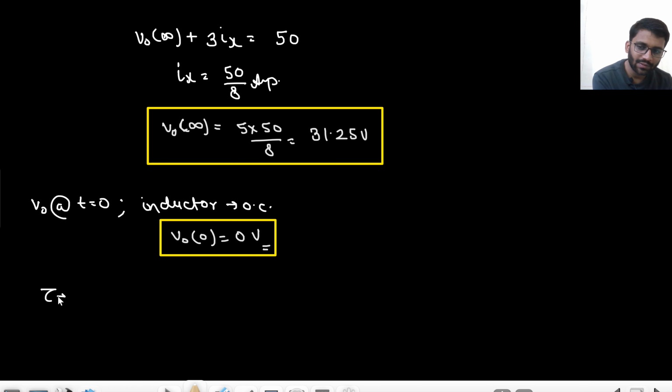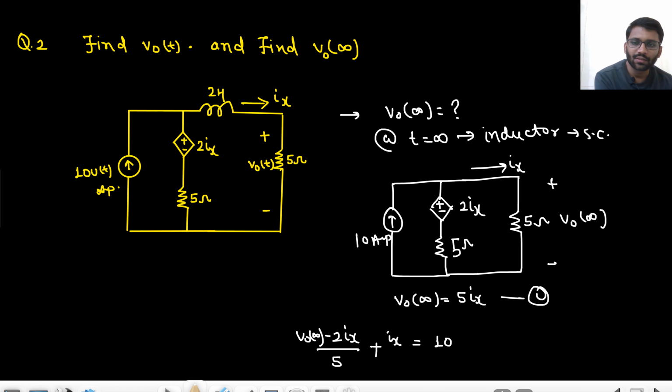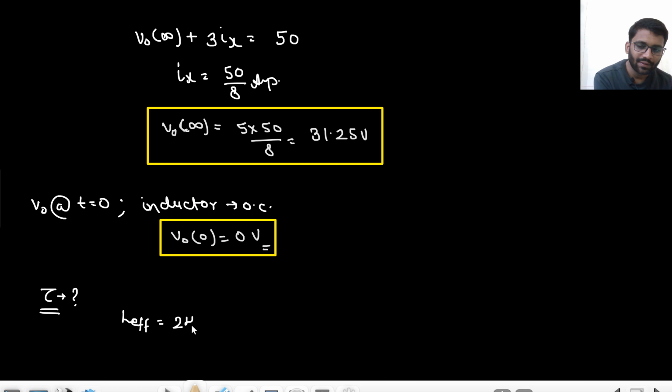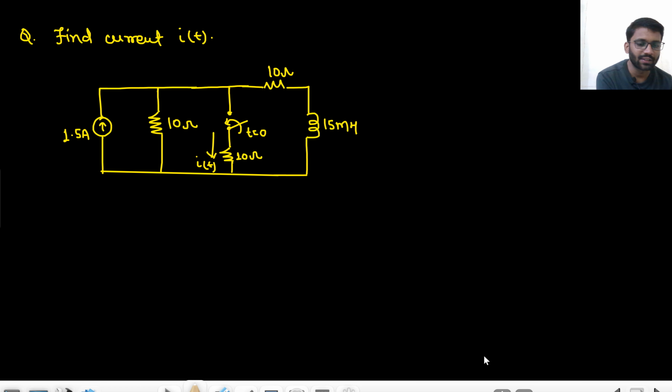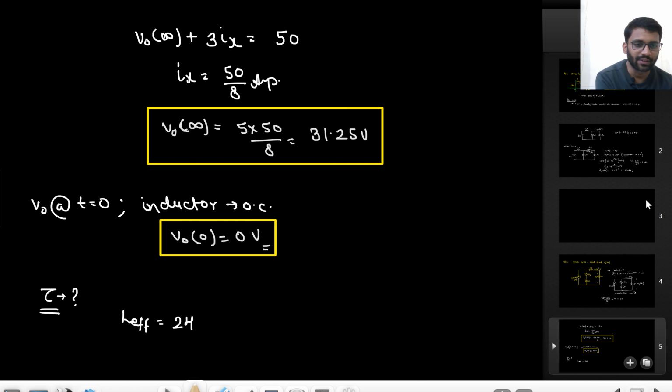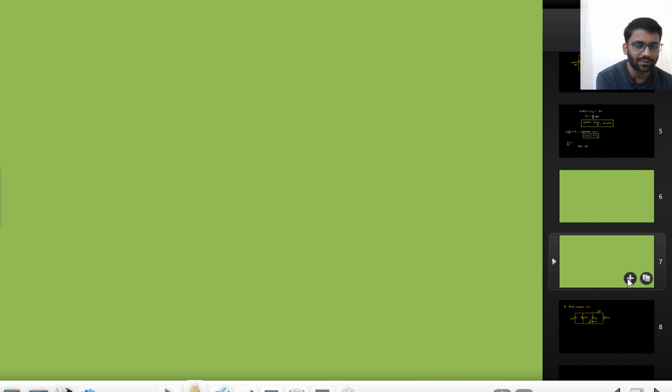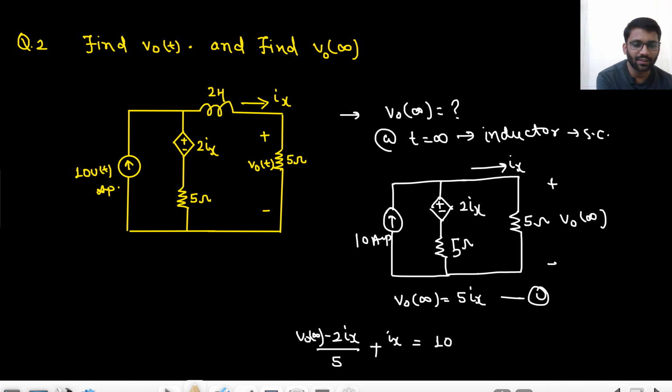For time constant, what is L effective? That is 2 Henry. Then you need to find R equivalent across that, right? Across the inductor, you need to find R equivalent. So how would you find R equivalent? For R equivalent, this input would be gone. The 10 ampere source would be gone.